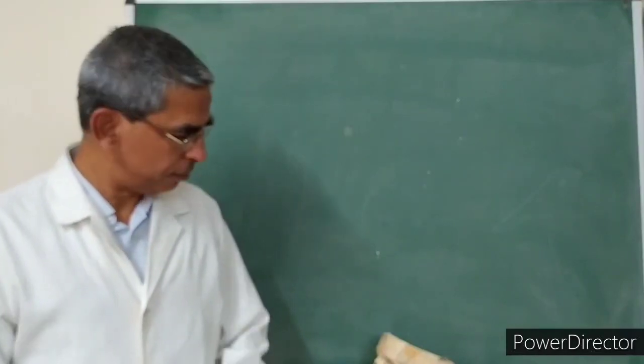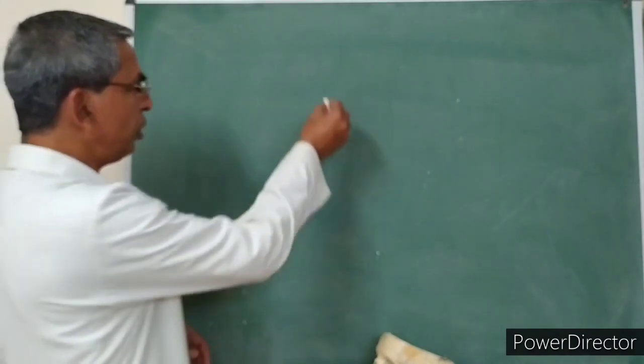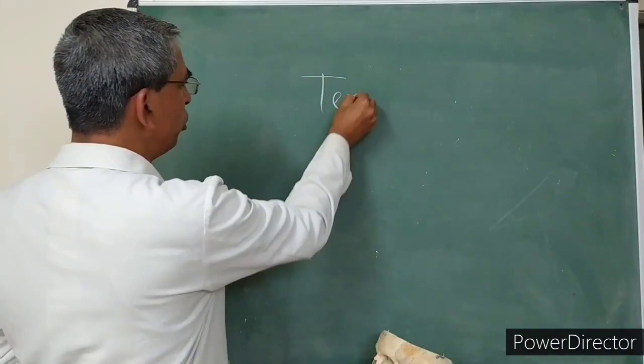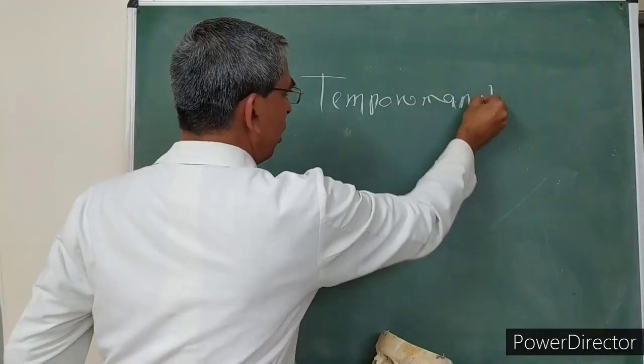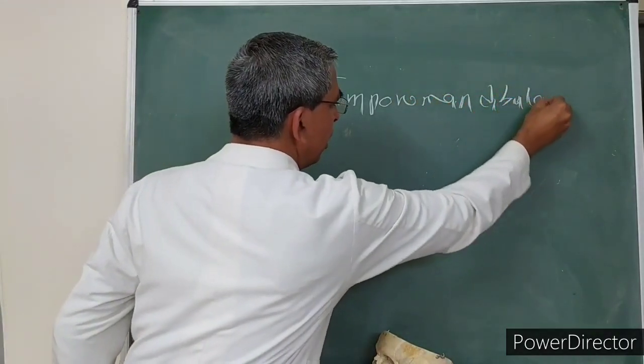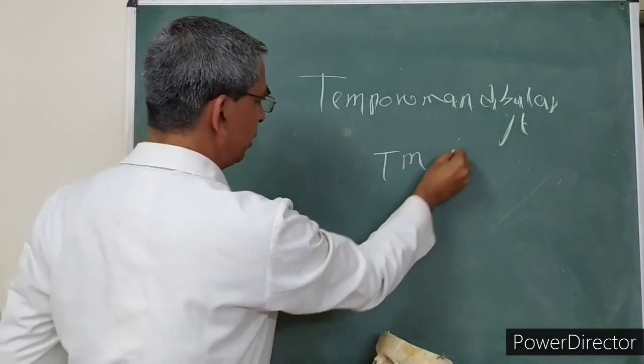Dear friend, today we will discuss the anatomy of the temporomandibular joint. This is short term, TM joint. Temporomandibular joint, it is also known as the TM joint.